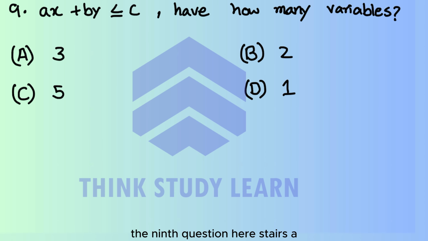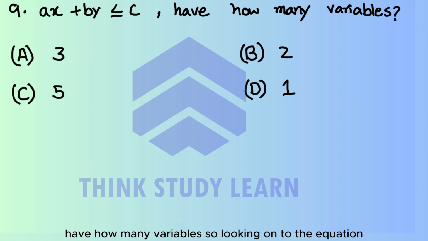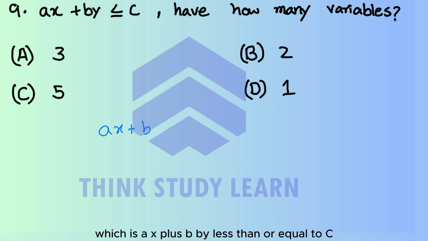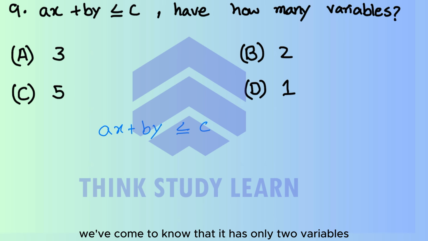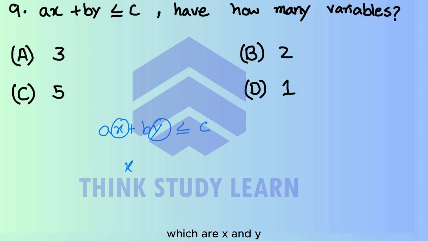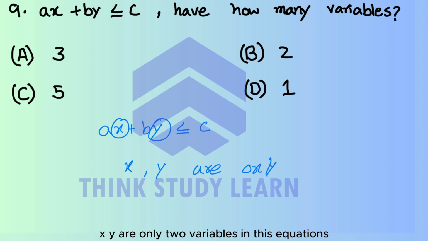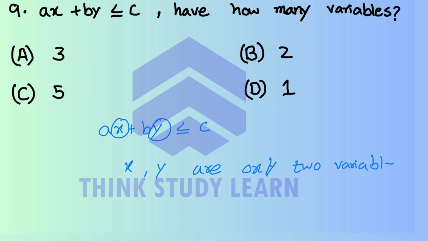The ninth question here states ax plus by less than or equal to c have how many variables? So looking onto the equation, which is ax plus by less than or equal to c, we come to know that it has only two variables, which are x and y. X, y are only two variables in these equations. So B option will be the right answer.